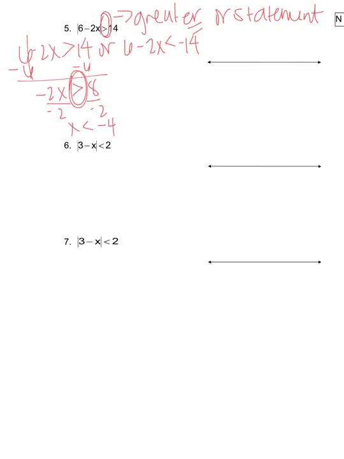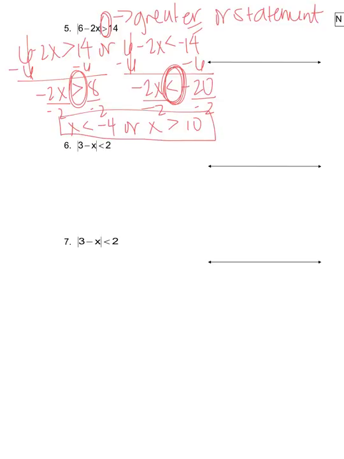Need to find the other solution, so subtract 6. So that's negative 2x is less than negative 20. And then divide by a negative 2. So again, we'll have to change that. So that's going to be x is greater than positive 10. So there's your solution there.